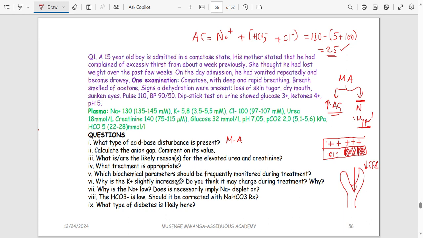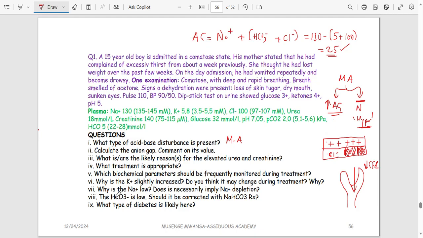Why is potassium slightly increased? Do you think it may change during treatment? So remember, potassium is slightly increased because when you have got acidosis, hydrogen is going to be displacing the potassium from the inside of the cell, so it goes outside the cell. Because of that, it is going to increase. Okay. Do you expect it to change during treatment? Yes. Why? Because as you give treatment, as you give insulin, you are stopping the production of the ketone bodies. So since you are stopping the production of acid, the potassium will start going back into the cell. So it has changed.